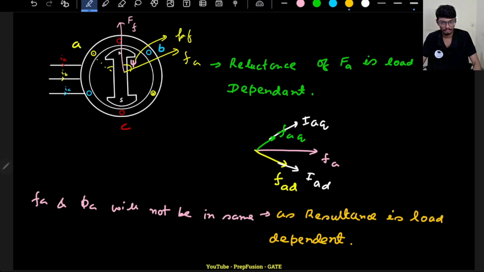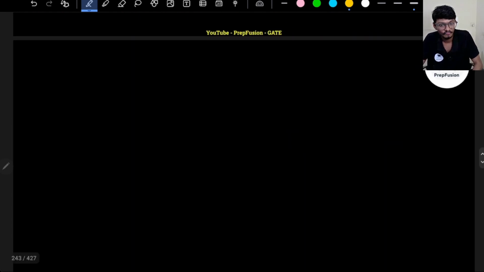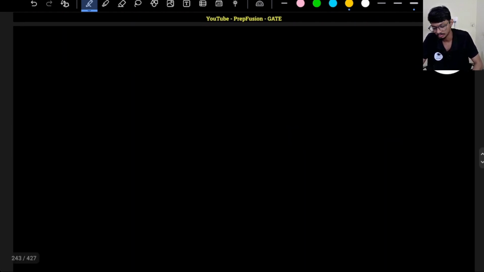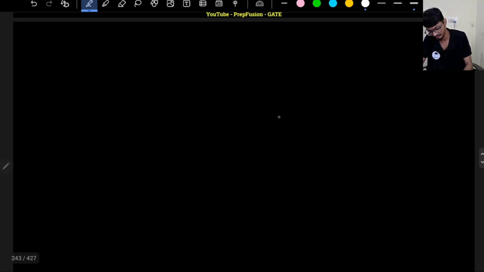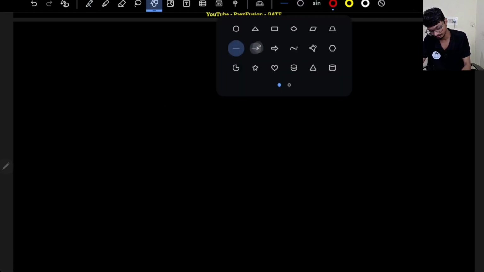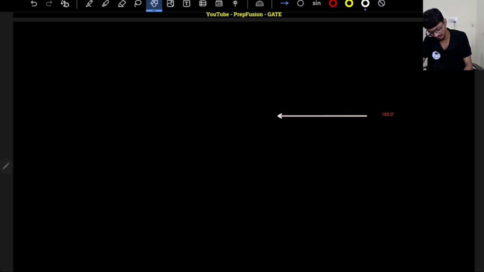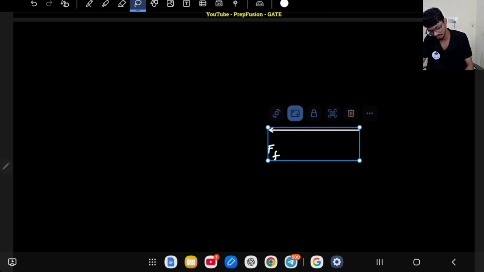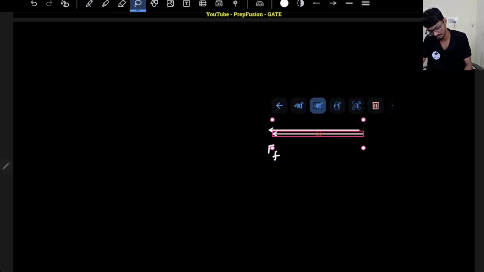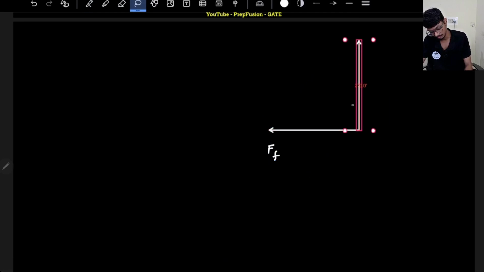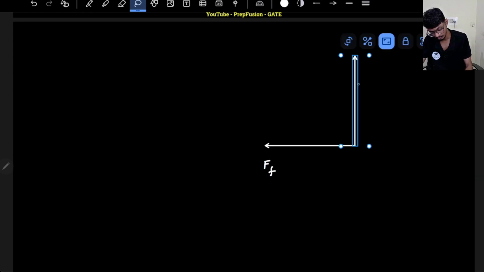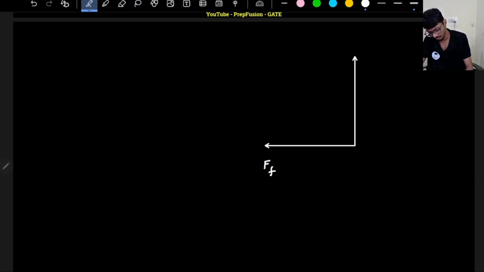Okay, so let's now draw the phasor diagram. Basically, how will I draw the phasor diagram? Let us first start off with the simplest phasor diagram. I know that my field flux is here. This is my field flux, right? Due to this field flux on the rotor side, we had generated an induced EMF that will lead the field flux by 90 degrees.